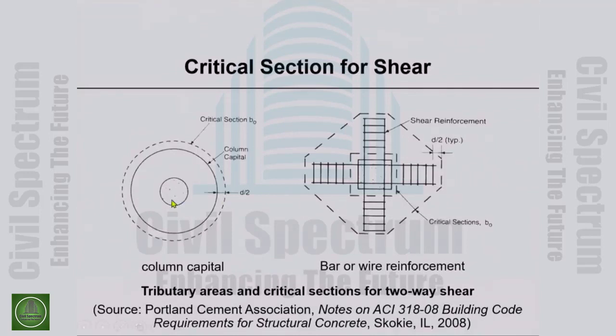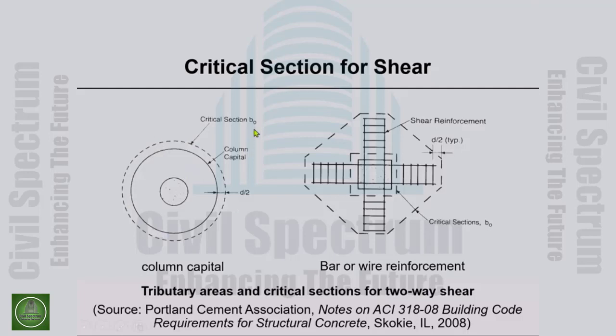This is a circular column with a column capital. The column capital, as I mentioned yesterday, is part of the column, not part of the slab. Drop panel is part of the slab. The column capital is part of the column. So now the only critical section is around the column capital. There is no second critical section around the column. Okay, that's kind of important.